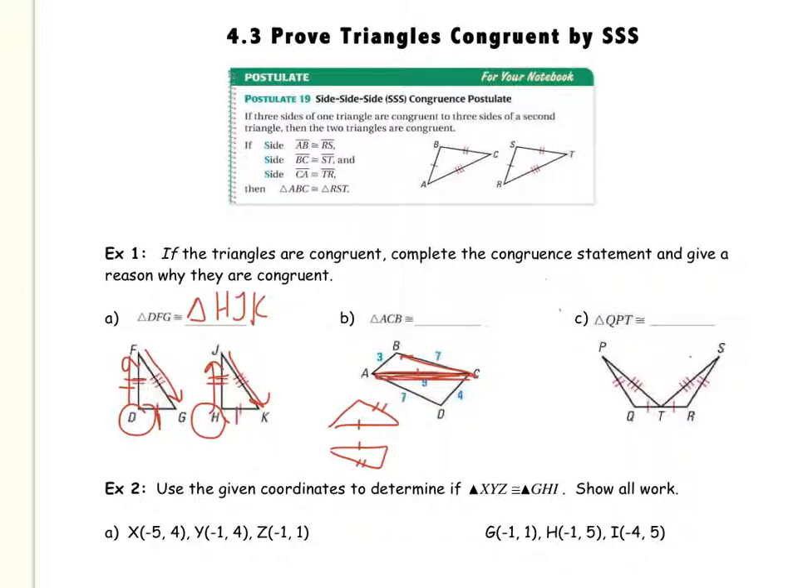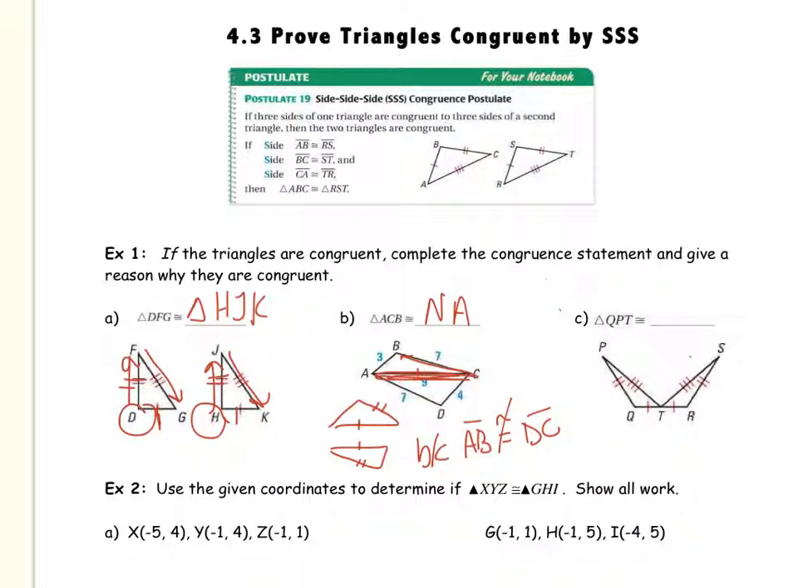So there are no triangles available that are congruent because AB is not congruent to DC. Looking at example C, again I look at, do I have 3 sides of the triangle that are congruent? And I do for both of them.